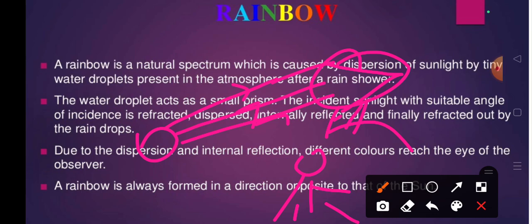Then will all seven colors be visible? No. Why? Because the colors overlap. Because some colors have very short wavelength, only three colors are visible to the observer.